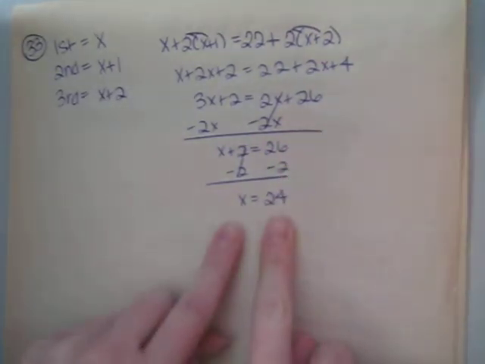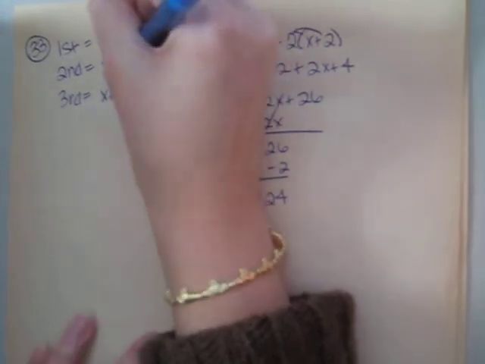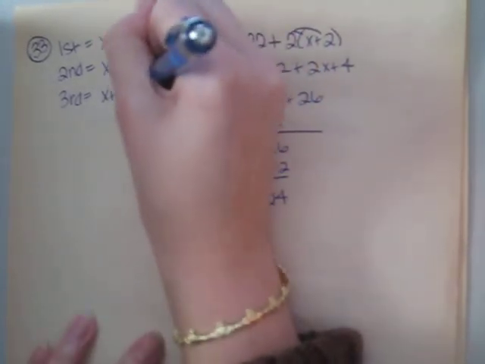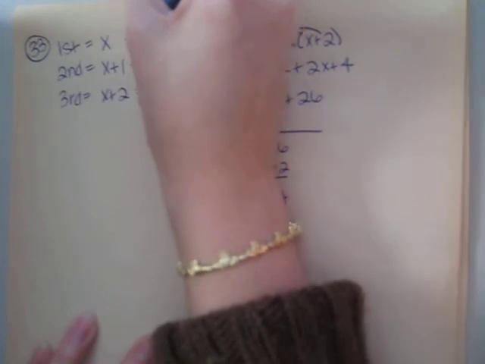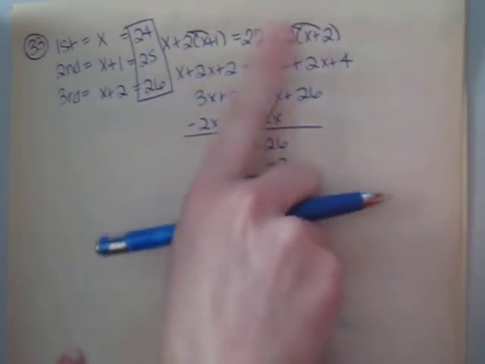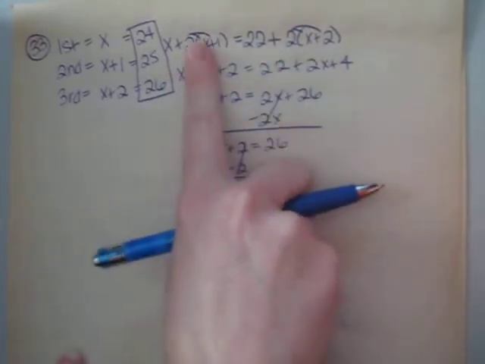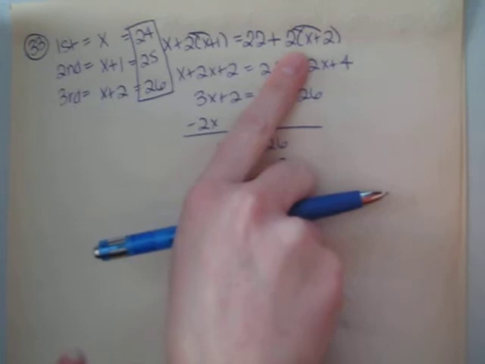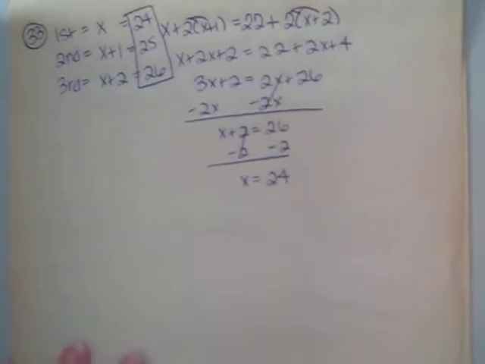Great, that's the first integer. Now let's find the other two. So x is 24, x plus 1 is 25, and x plus 2 is 26. So I found my 3 consecutive integers according to the equation. And you can plug it into both sides and it will satisfy. That means they'll be equal to one another, so that means they're true statements.